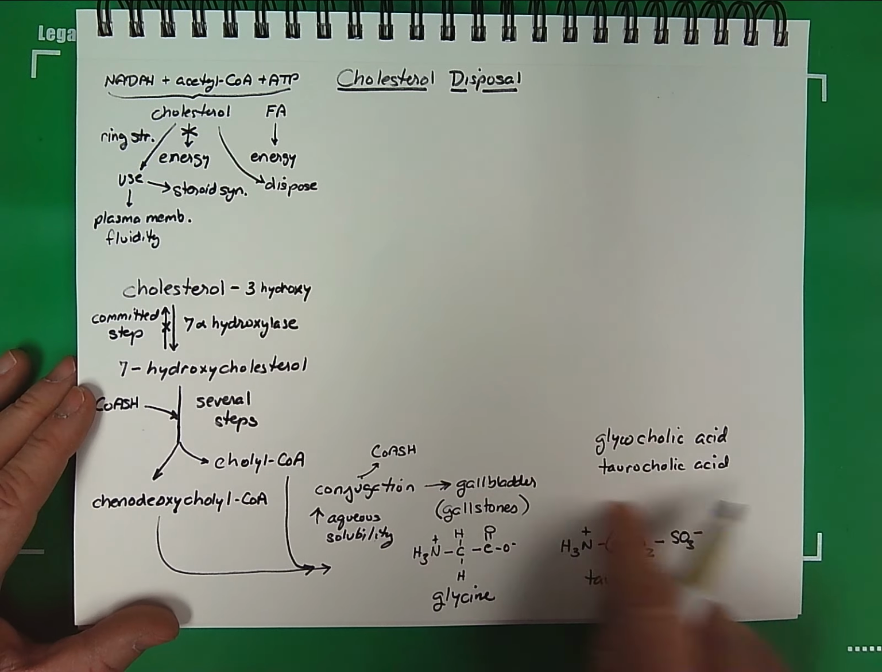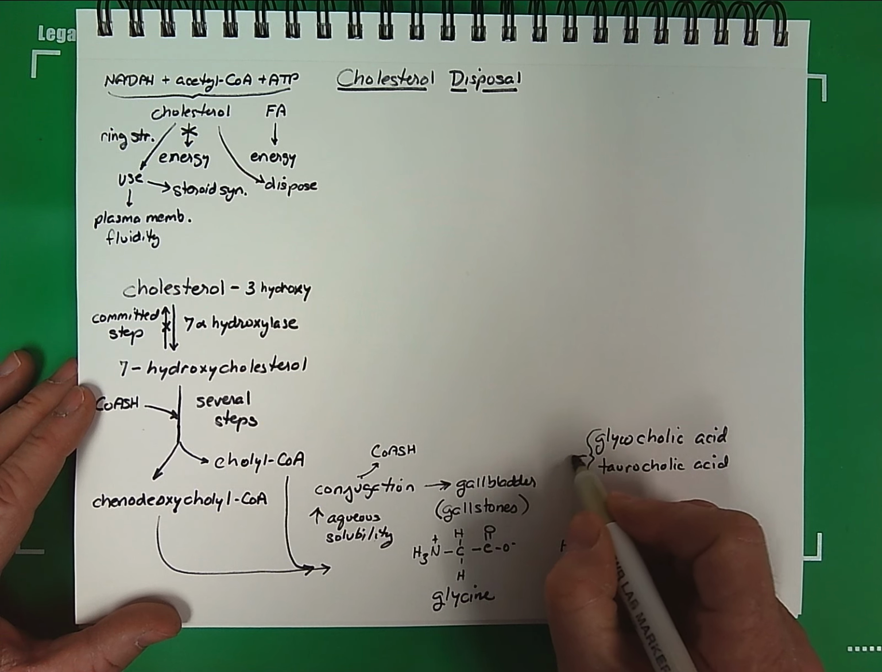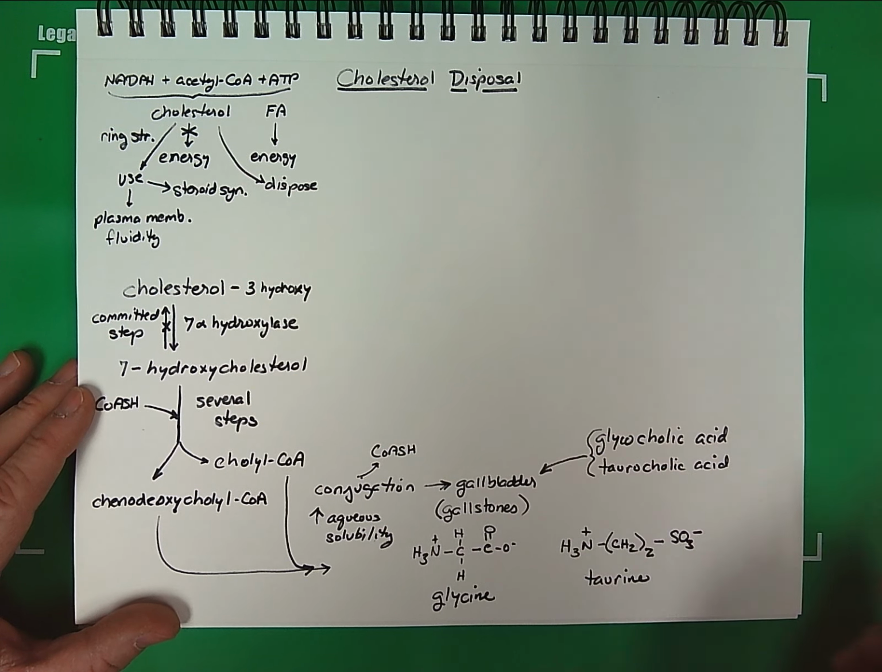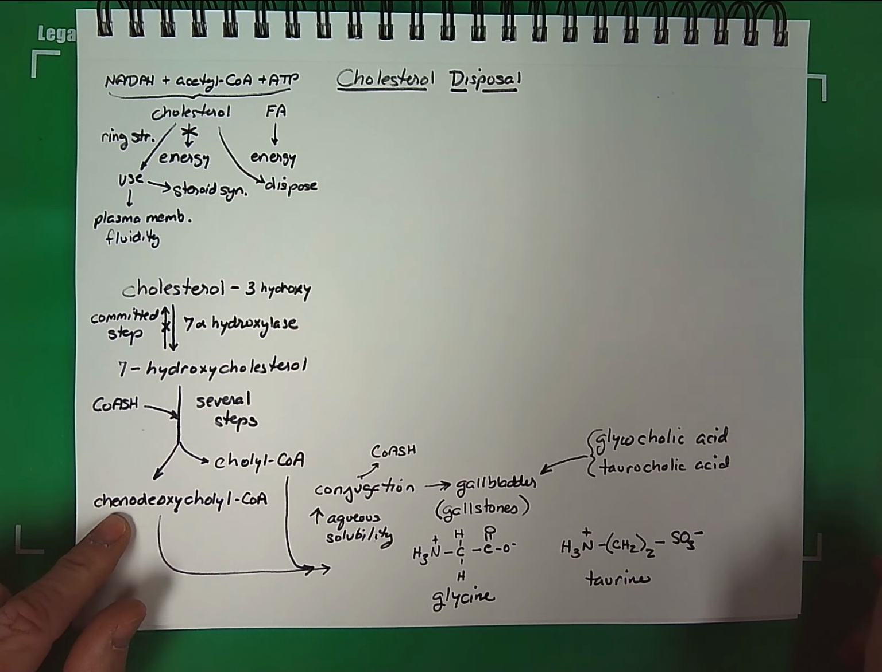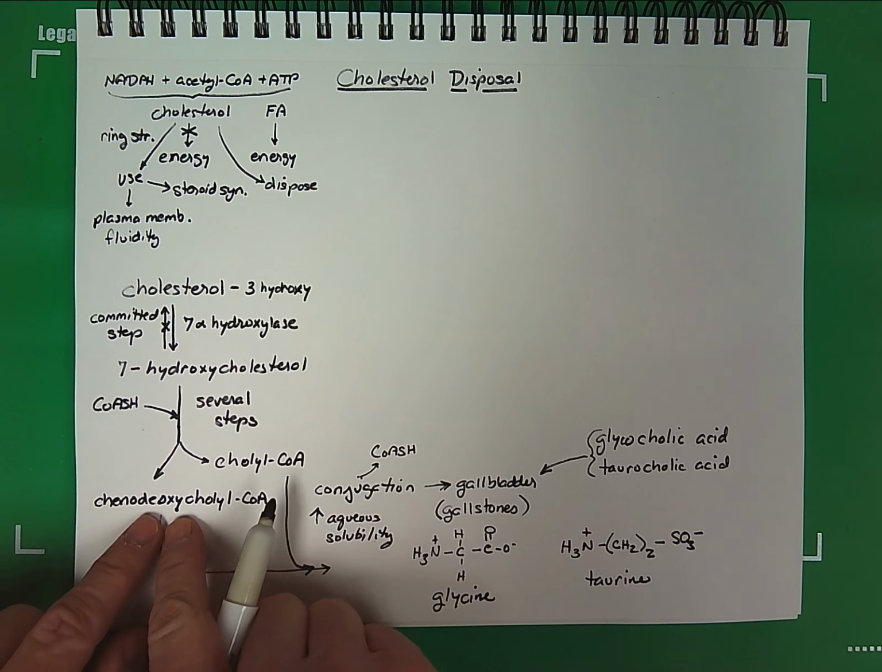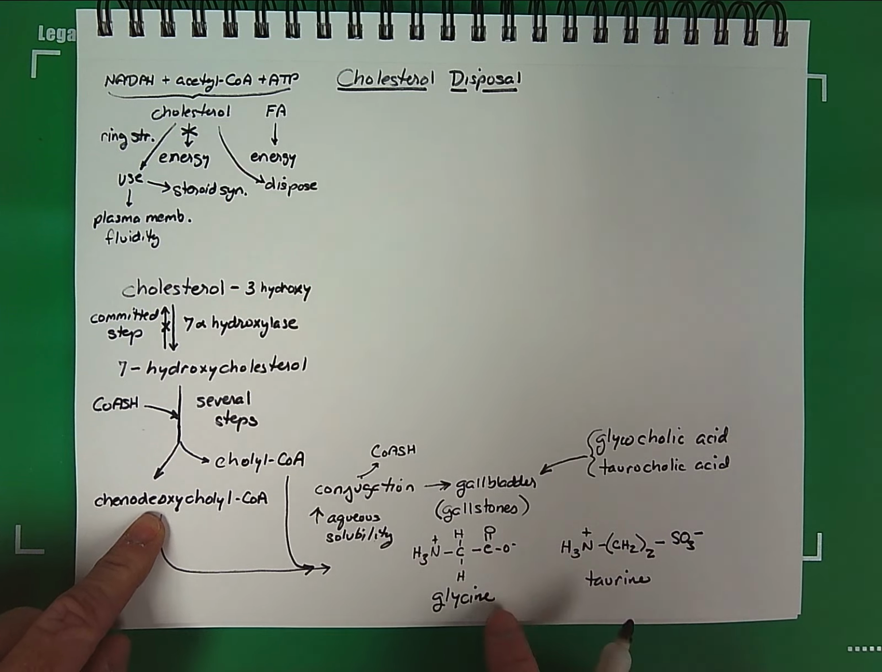Now these products will be secreted from the liver and stored in the gallbladder. Not to leave out chenodeoxycholic acid, if we conjugate chenodeoxycholic acid with either glycine or taurine.